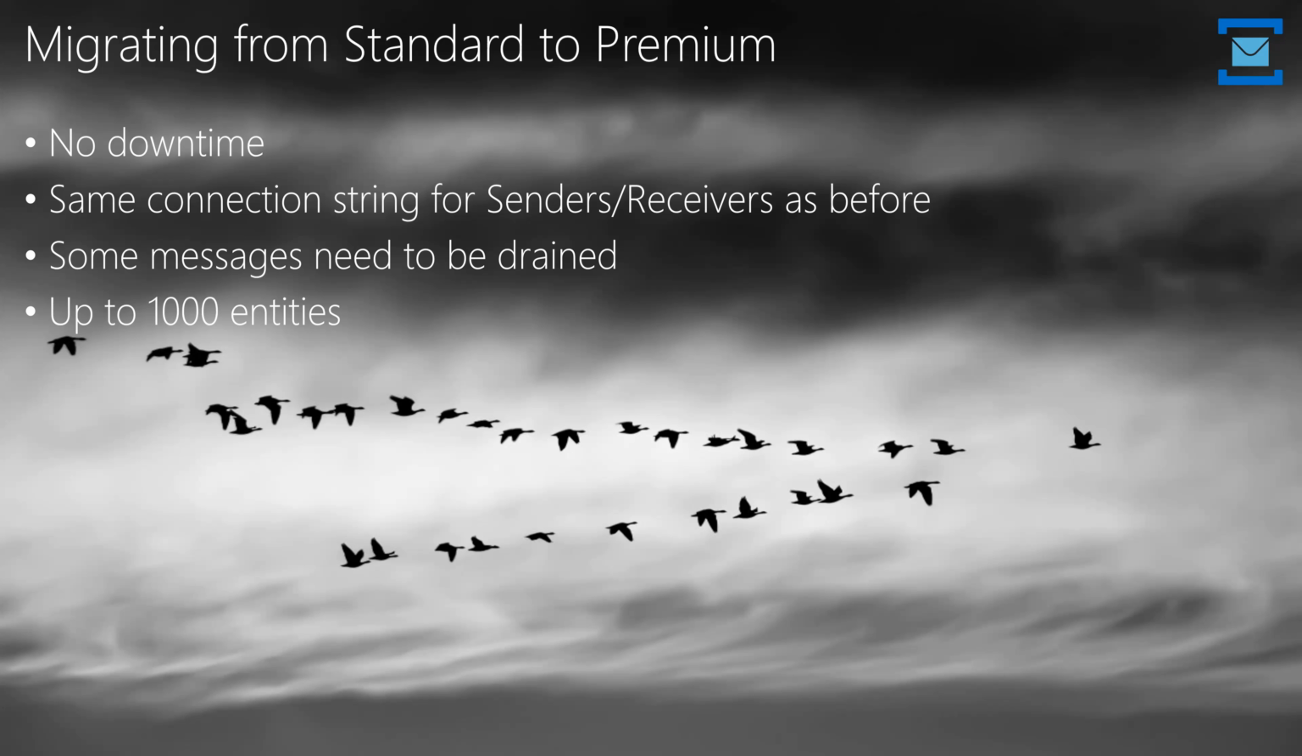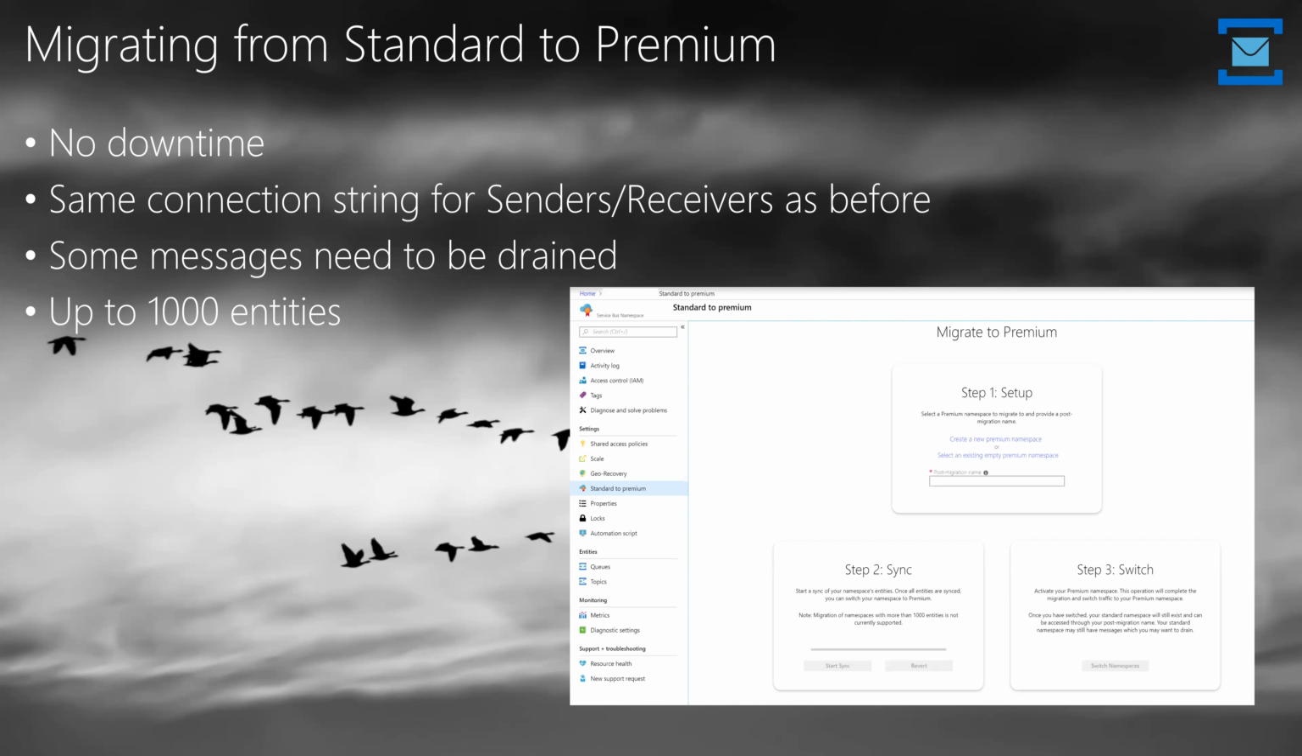Now the question is what to do if your namespace contains more than 1,000 entities. My personal recommendation is to open a support case with Microsoft and work with their engineering team, because they will be able to assist you. There's nothing that you will be able to do on your own unless you reduce the number of entities and stay within the limit of 1,000. Now the migration can be done on the portal, fairly straightforward. As you can see, 3 simple steps. Now UI might have changed since it was announced.